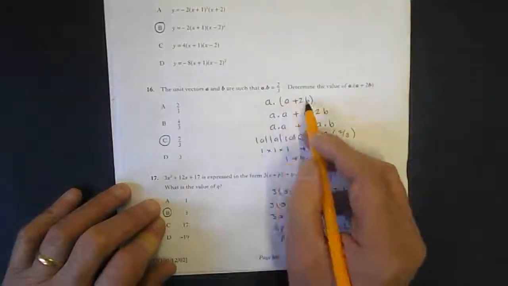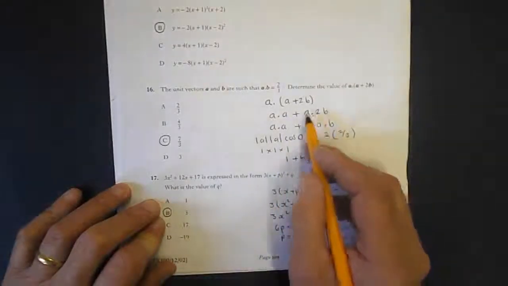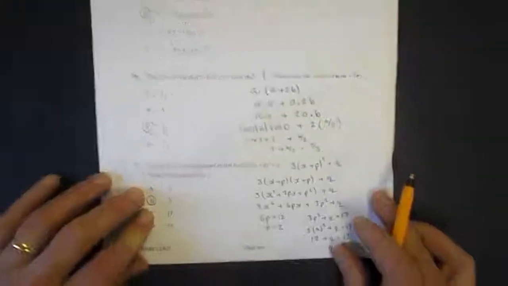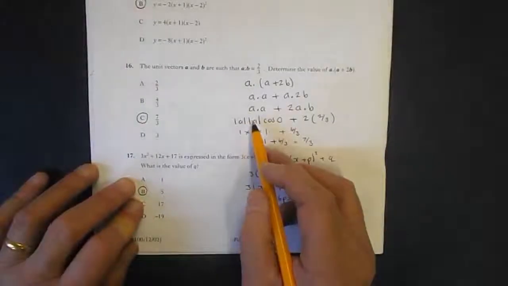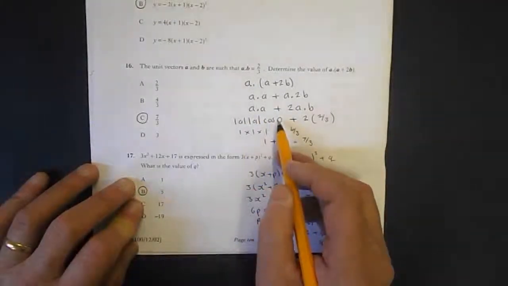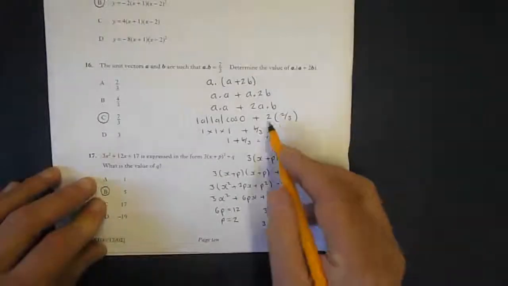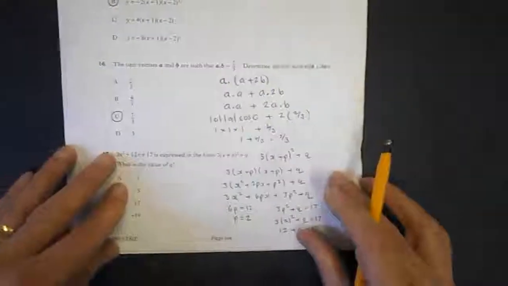Okay, a dot (a plus 2b) is a dot a plus a dot 2b, which simplifies to a dot a plus 2 a dot b that you can see there. A dot a is the size of a times the size of a times the cos of the angle between them. Now where you have a vector with itself, obviously there's no angle there, so it's the cos of 0. Plus 2, and you're told that a dot b is 2/3, so 2 times 2/3.